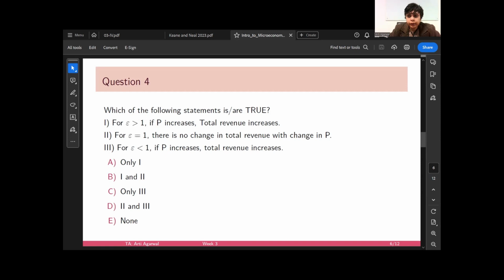Okay, so I think two people have answered. Now this is exactly where I was in the previous question where I made that diagram. Remember, epsilon equal to 1 in the middle of the curve, and epsilon greater than 1, less than 1.